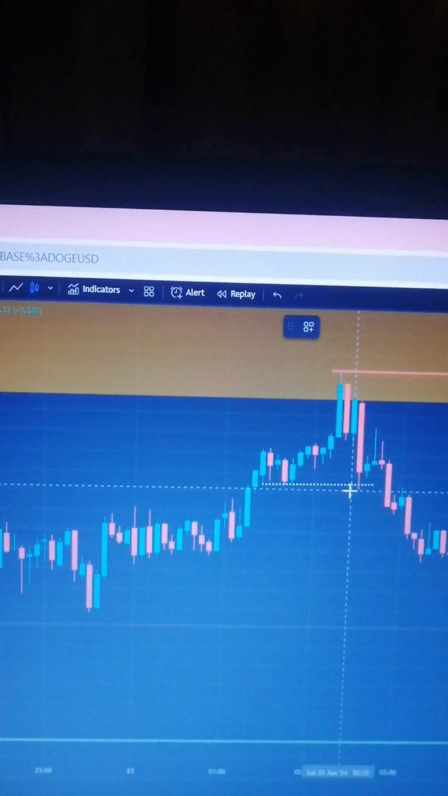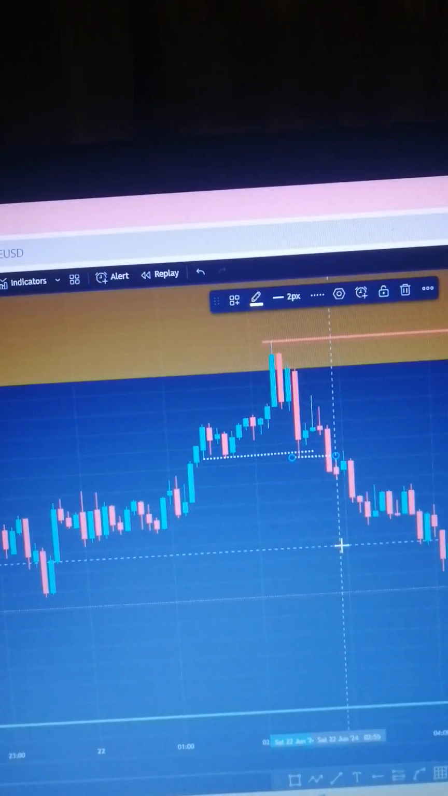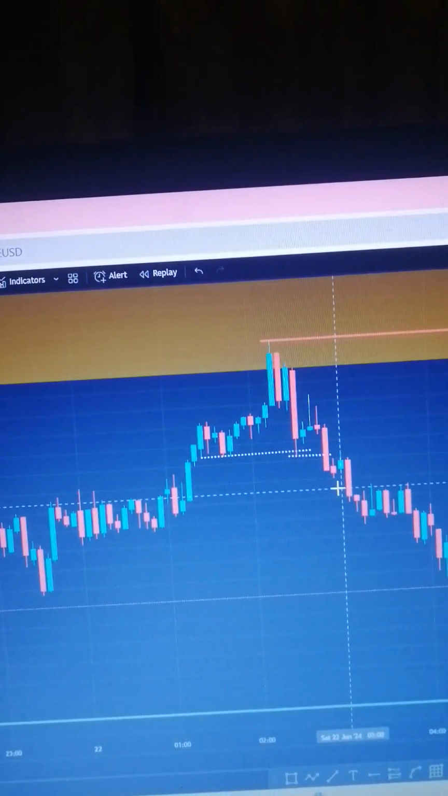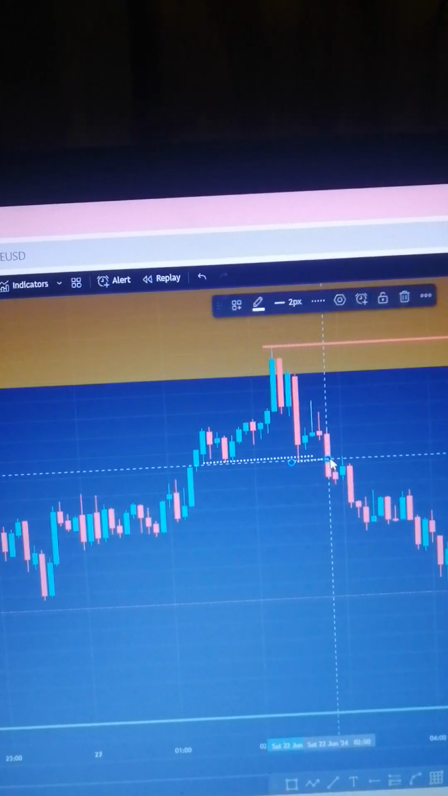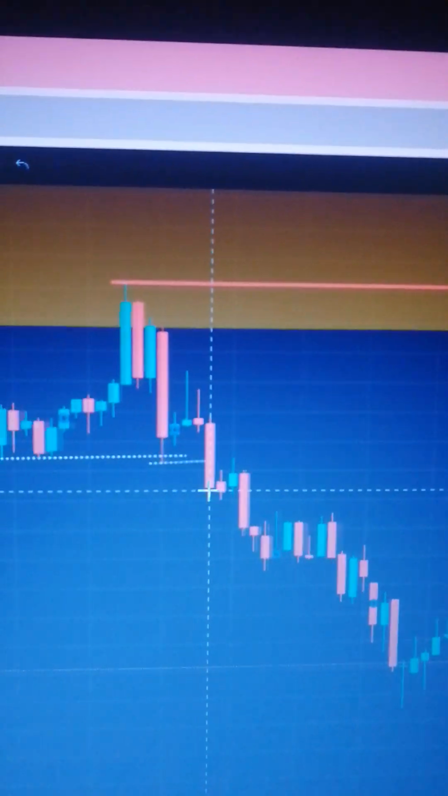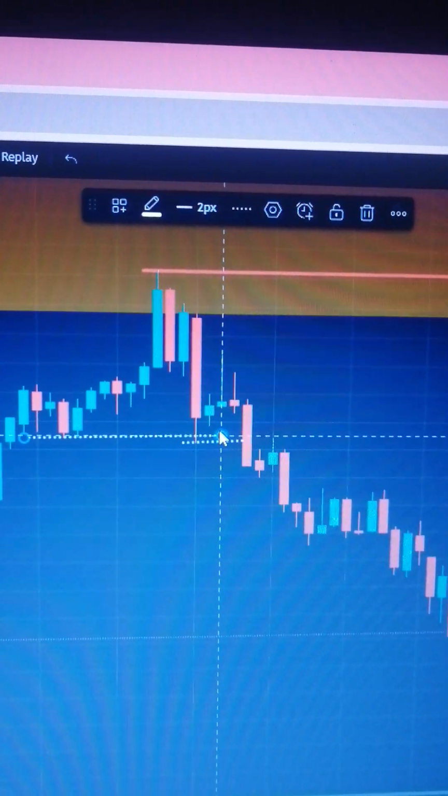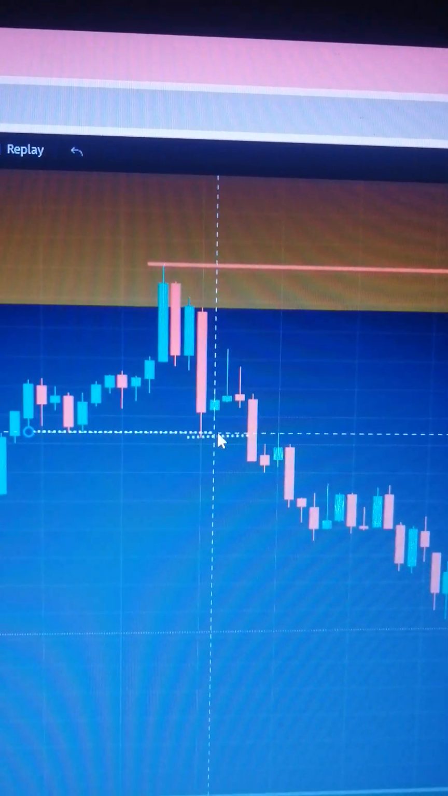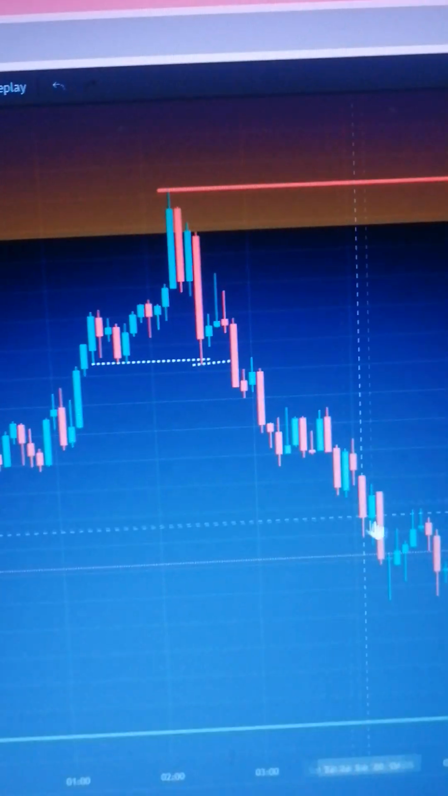Breaking that one. If you want more confirmation, then you wait for the break of this one here again. This one here shows that the momentum has changed. See, we broke this. And we broke that one.